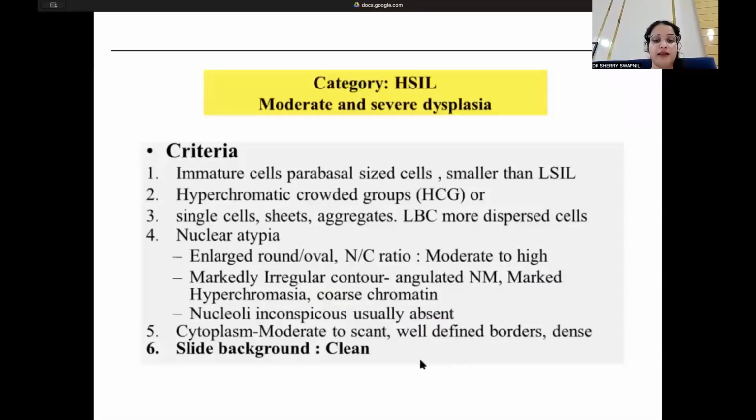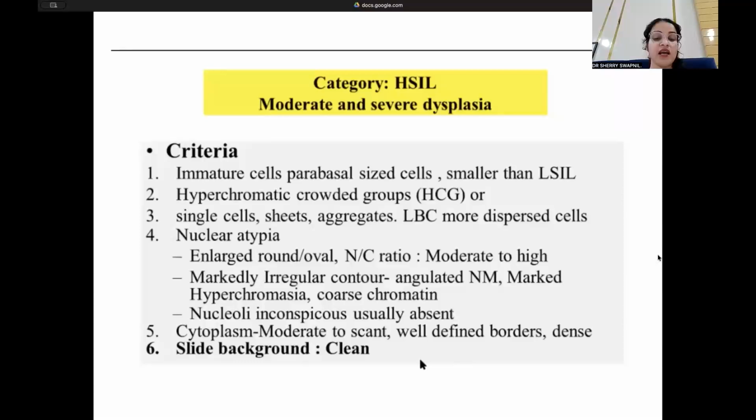Now, HSIL is high-grade squamous intraepithelial lesion. These generally involve immature cells, that is parabasal-sized cells, which are smaller than LSIL cells. They can appear singly or be arranged in syncytium, aggregates, or hyperchromatic crowded groups. Nuclear atypia is important because the N/C ratio, the nuclear to cytoplasmic ratio, is markedly increased.